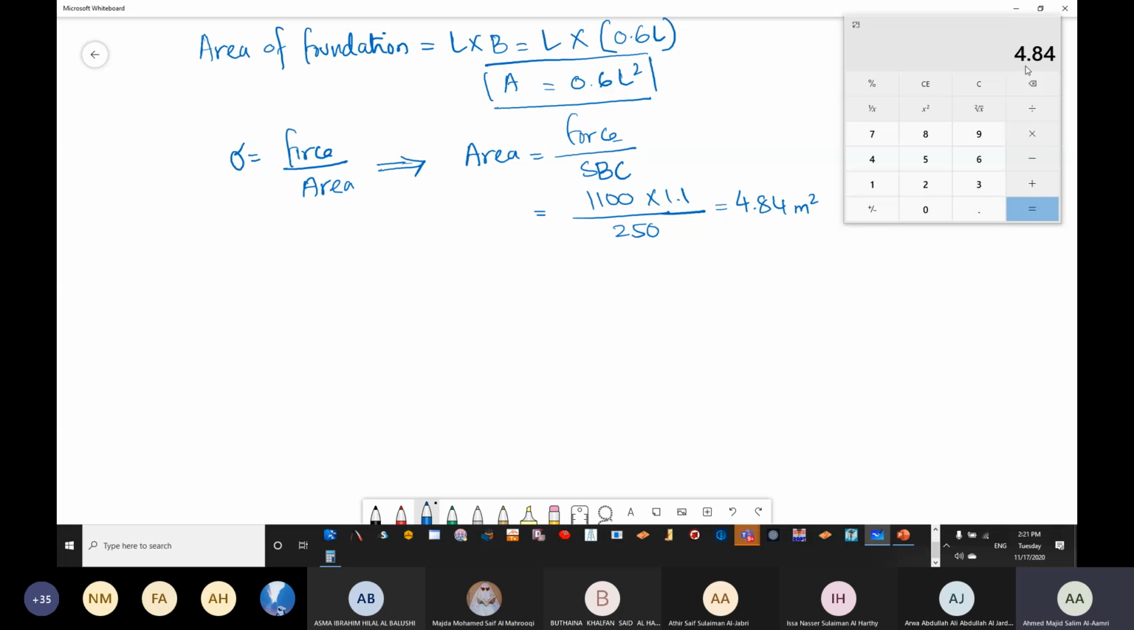Okay, so we have the area. Now, as long as we have the area, we can calculate for L, and we can calculate for B. Now our equation says area is equal to 0.6 of L squared. If I rearrange the equation, you will see that L is going to be equal to the square root of area divided by 0.6. Do you agree?